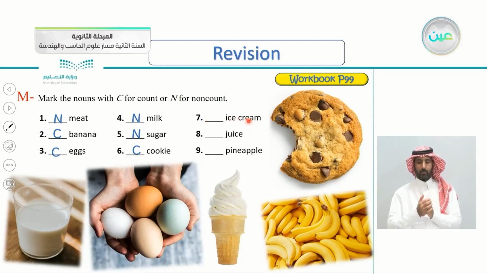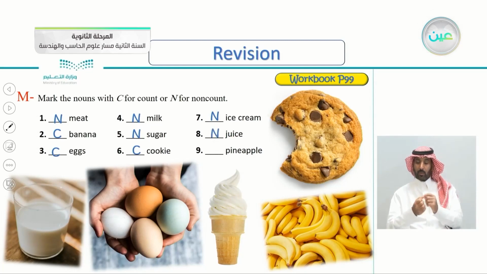What about the ice cream? So, ice cream is non-count, of course. You can't say two ice creams. You say maybe one cone of ice cream, two cones. You just count the thing that the ice cream is in. One cone or one bowl of ice cream, but not the ice cream itself. You can't count it.